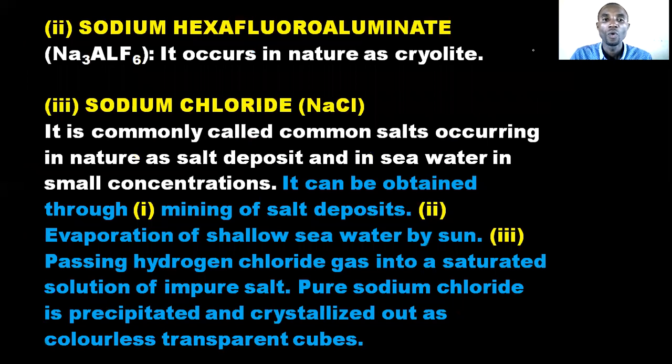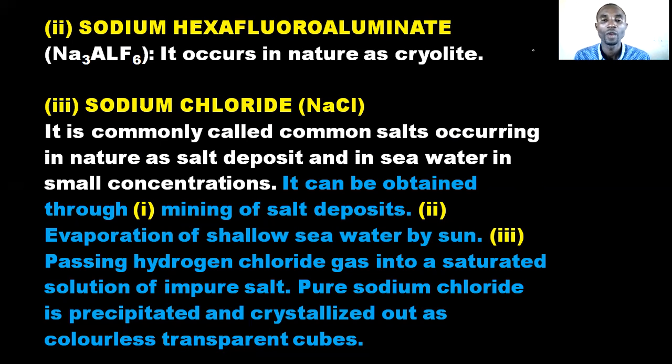Sodium hexafluoroaluminate occurs in nature as cryolite, while sodium chloride, normally called common salt, occurs in nature as salt deposits, either in sea salt or in a concentrated form. It can also be found in rock. It can be obtained through mining of salt deposits. We can also obtain sodium chloride by evaporation of shallow sea water.